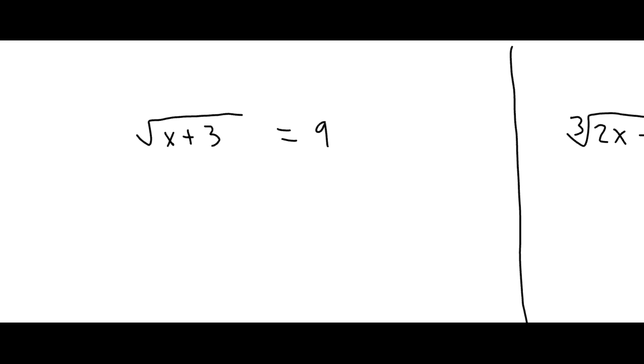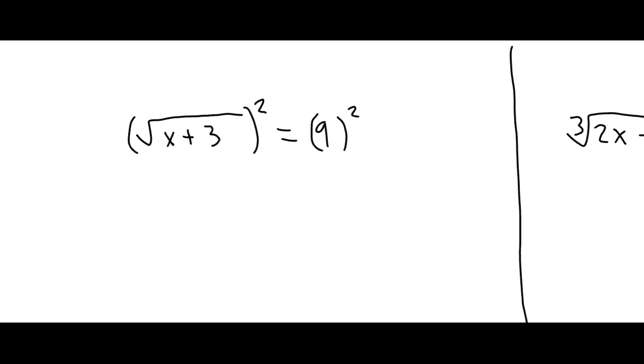Notice x plus 3 is all inside the square root. Also notice that it is a square root, so your index is a 2 there, even though you don't usually write it. Since the radical is all by itself on the left side of the equation, and the index is 2, we are going to raise both sides of the equation to a power of 2.